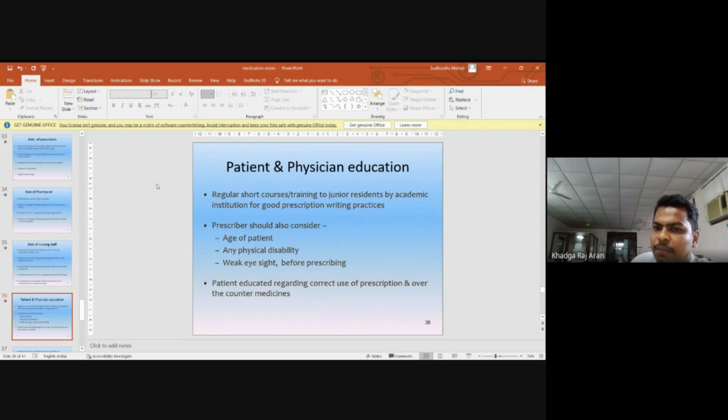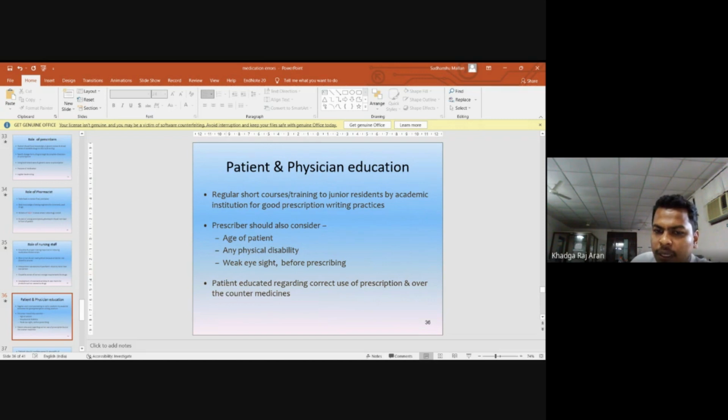Next is patient and physician education. Academic institutions should give regular short training courses to junior residents for good medical writing practice. Prescribers should also consider the age of the patient and any physical disability, such as weak eyes or a problem in the eye of the patient, before prescribing. You should keep all these things in mind.